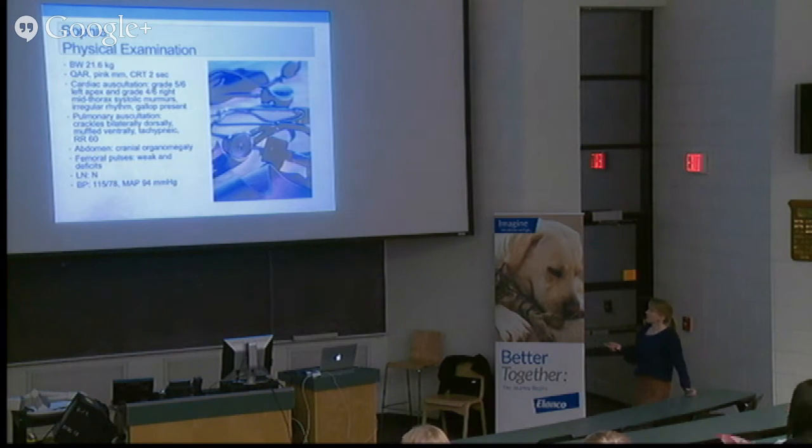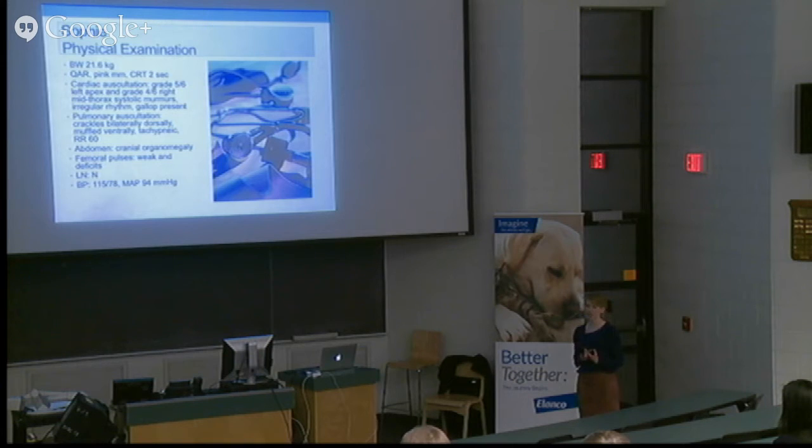On pulmonary auscultation, she had crackles bilaterally, dorsally. She had muffled lung sounds ventrally. She was tachypneic. On abdominal palpation, she had cranial organomegaly, but she didn't have a palpable fluid wave. Her pulses were weak. She did have pulse deficits associated with that arrhythmia. Surprisingly, her blood pressure on an oscillometric method was normal.